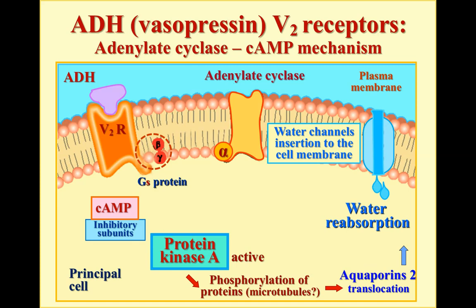So the amount of water channels is regulated by ADH proportional to the necessity in water reabsorption. Zero ADH, no water reabsorption at all. Moderate level of ADH, moderate amount of water reabsorption. Maximal ADH level, maximal water reabsorption, fully according to the difference in the osmotic pressures.